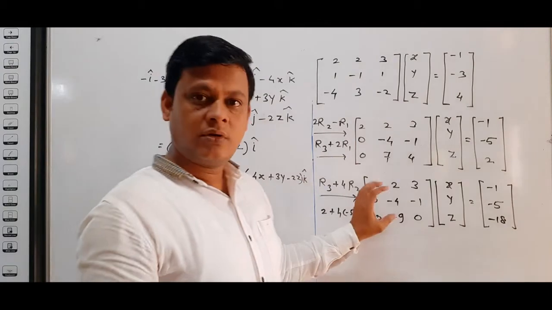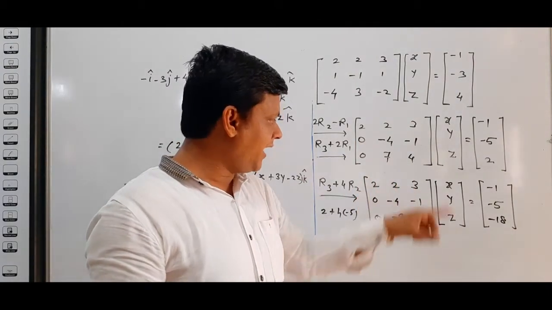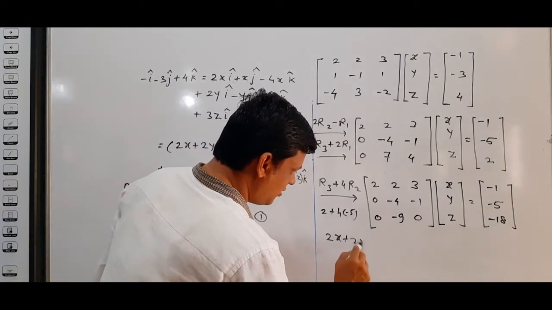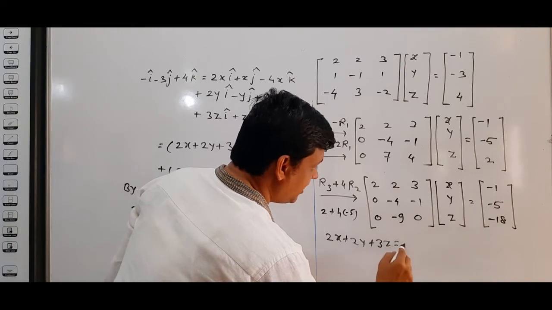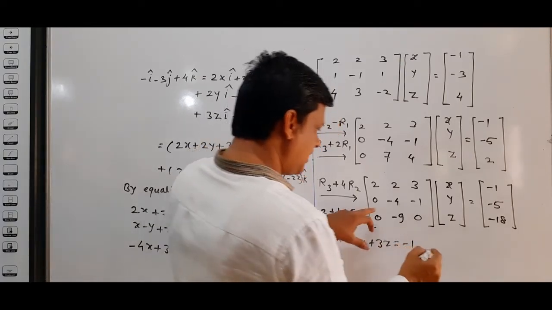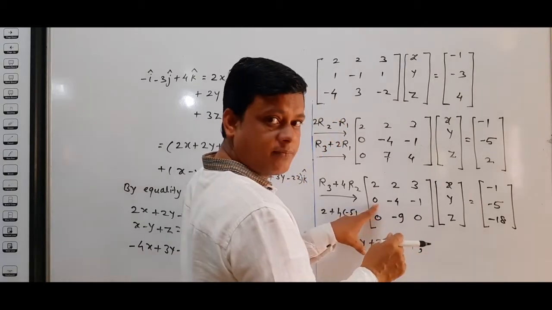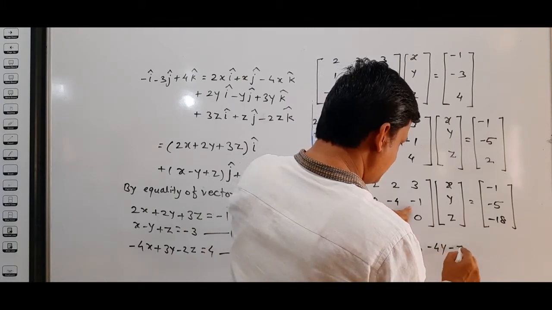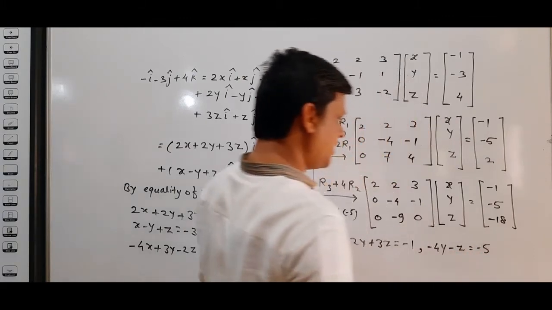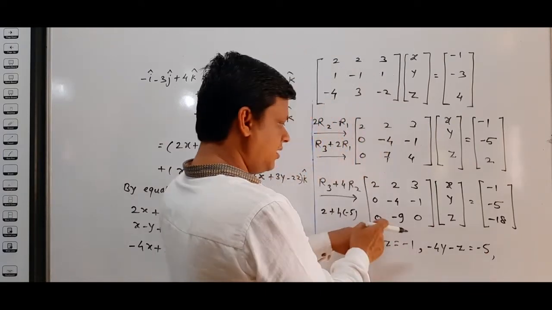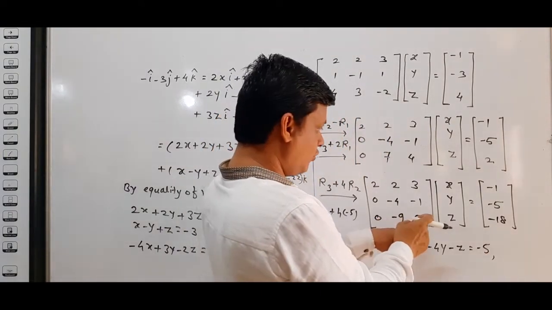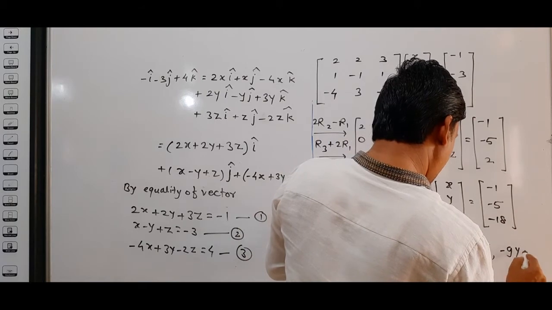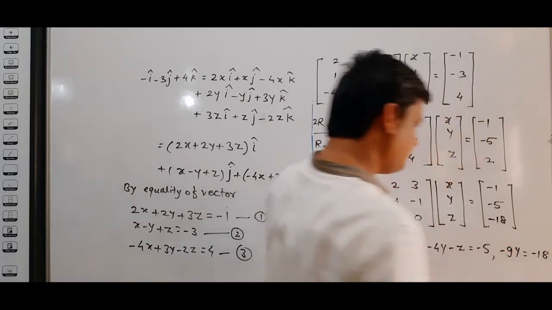Now we can reduce this, so we write again in the form of linear equation. So write first equation as 2x plus 2y plus 3z is equals to minus 1. Second equation as 0 into x, so we skip the variable x term. Here minus 4y minus z is equals to minus 5. This is second equation. And third equation is, here coefficient of x is 0, coefficient of z is 0, so we write here minus 9y is equals to minus 18.